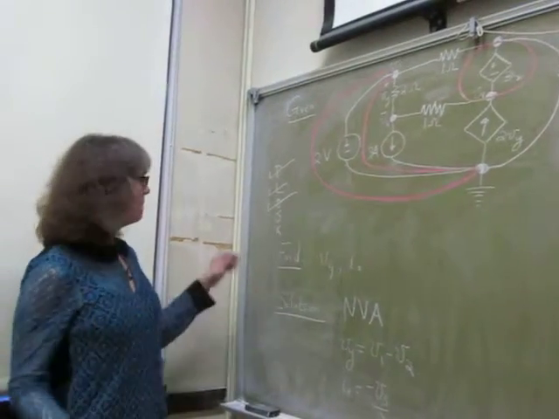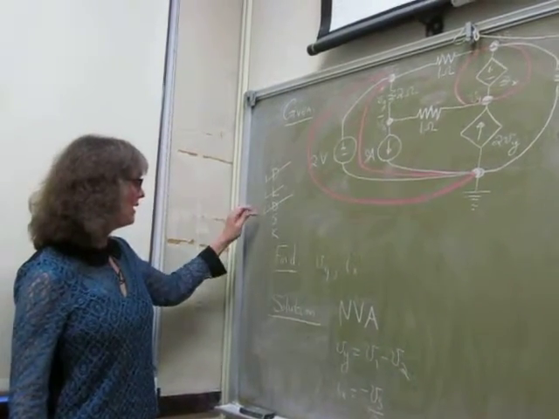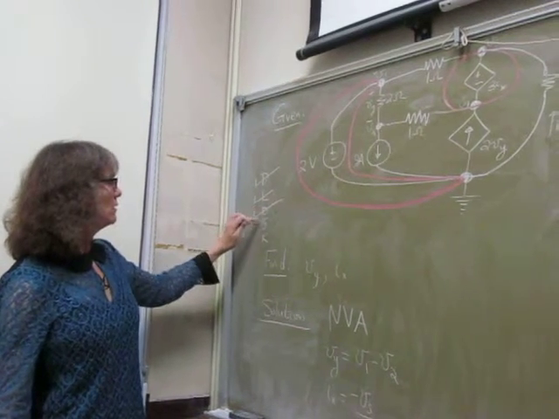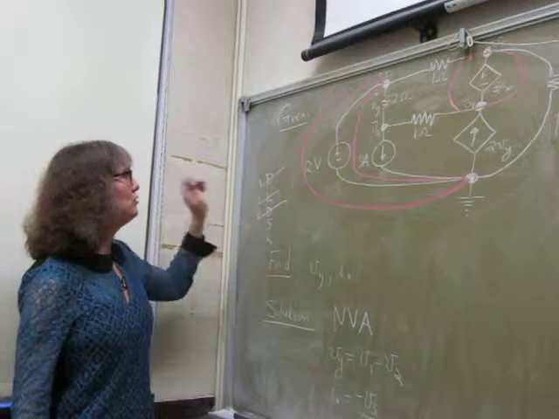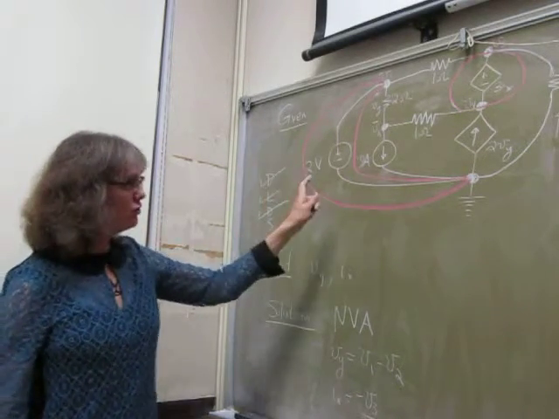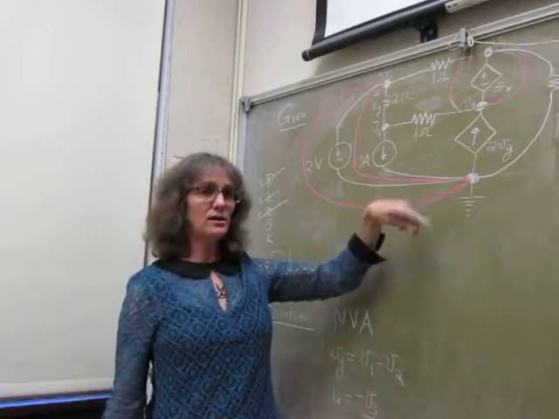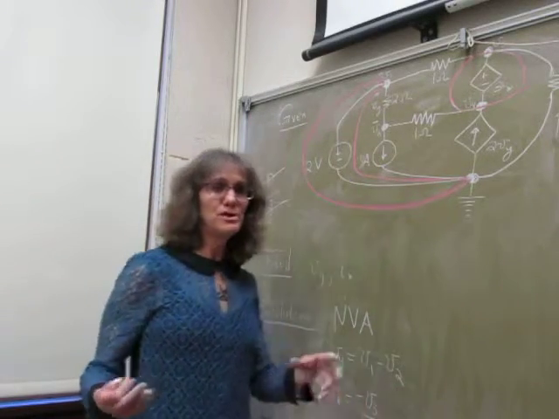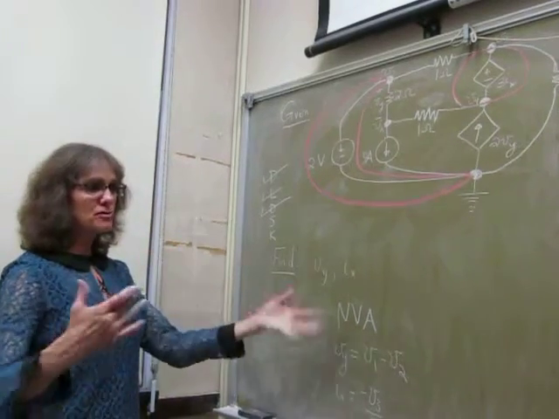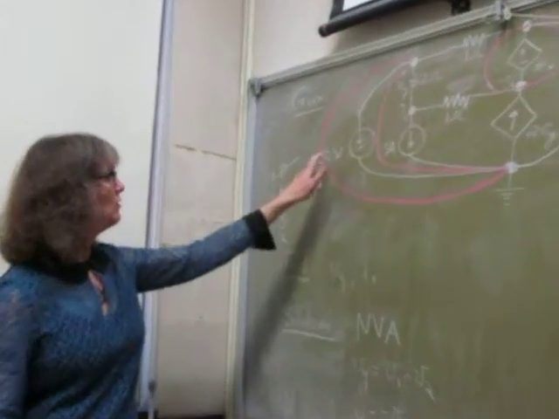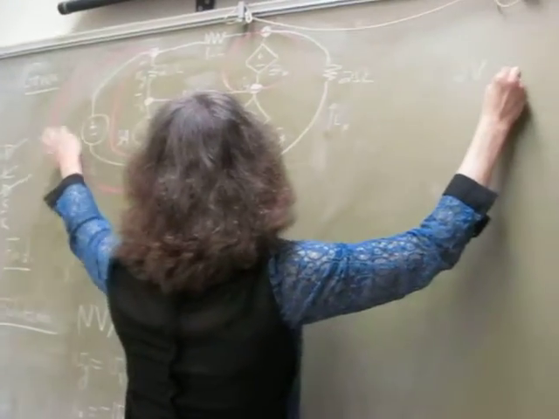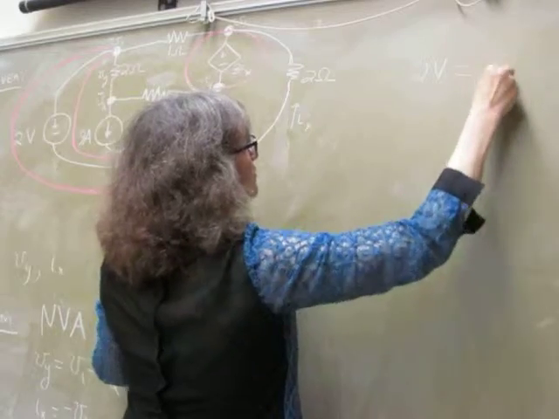And it's not just enough to identify the supernodes. You also have to write the voltage of the source in terms of the node voltages on either side, which is similar to what we did for super meshes. Remember, we wrote the current of the source in terms of the mesh currents on either side. So in this case, we've got 2 volts is equal to V1 minus 0.